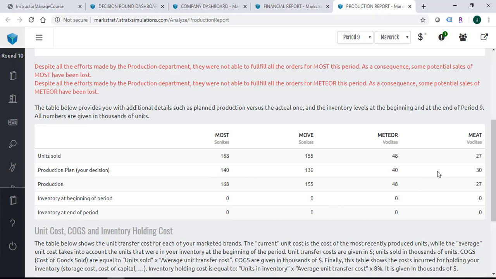Let's look at other brands. For the Move and Meters, they are in the same situation. They go all the way to the upper limit of production. For the Meat, you will see that it produced 10% less than planned. That means you overestimated market demand. But in this case, it's not really so bad, and you did not really have any inventory for it.